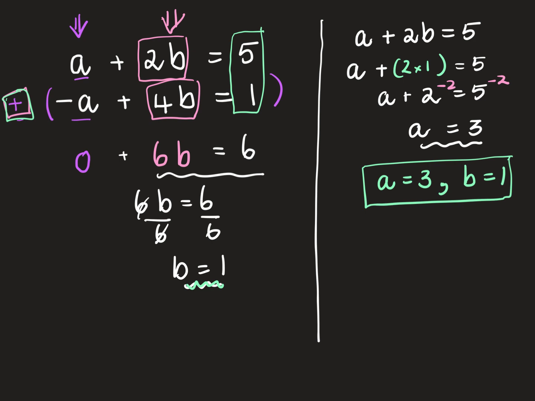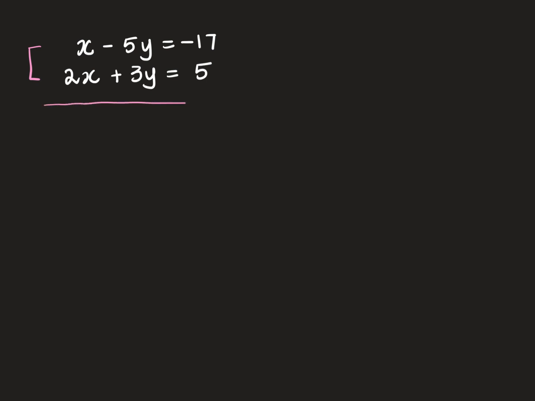I solved those equations using the method of elimination. I eliminated the A's. A's became 0, and then I could just solve the equation looking at the B's. Have a look at this pair of simultaneous equations. I ask myself first, if I was to add up these equations, would my x's or y's be eliminated?